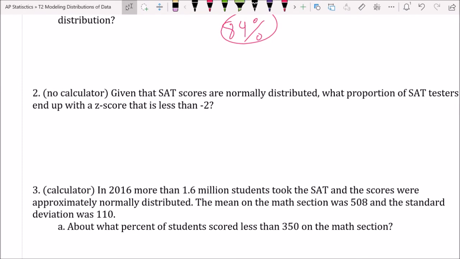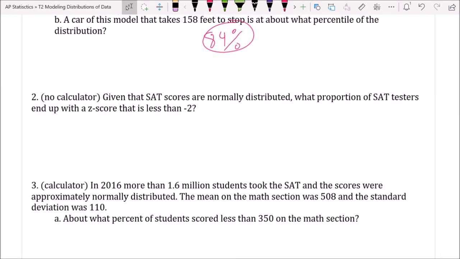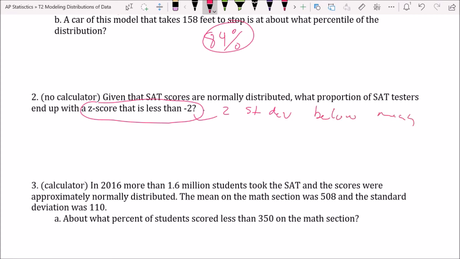Okay, let's try another one. Given that SAT scores are normally distributed, should say approximately, shouldn't it? Haha. What percentage of SAT testers end up with a z-score that is less than -2? Now notice the difference here. We don't know the mean or standard deviation, but we could remember what a z-score means. What this means, a -2 means 2 standard deviations below the mean. All right, let's draw that out.